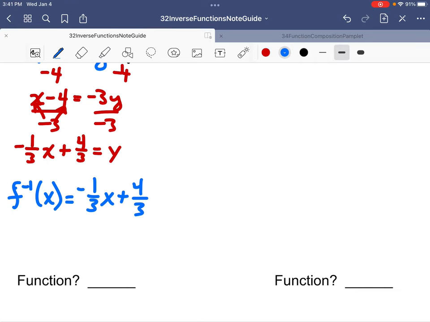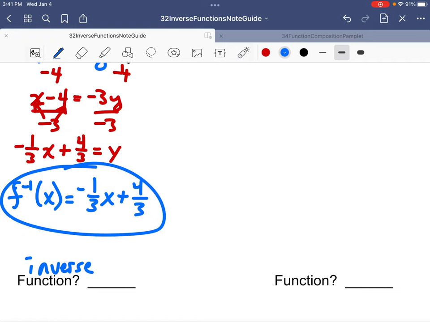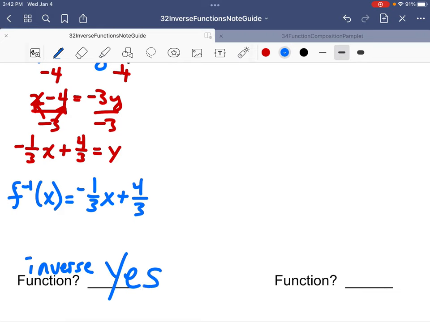Now, is this equation a function? Is the inverse a function? Okay, well, we don't have a graph, but we can think about the graph. And to think about the graph of this equation, I hope you're thinking about a straight line. A straight line that has a slope and a y-intercept. Listen, a straight line that has a slope and a y-intercept is always going to be a function. So yeah, the inverse is a function.